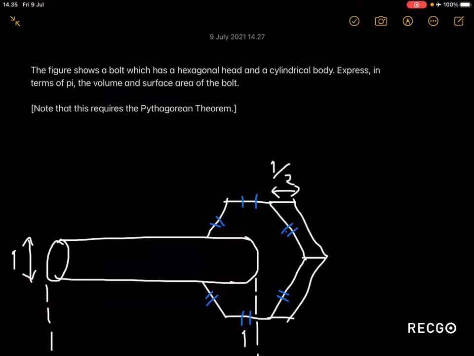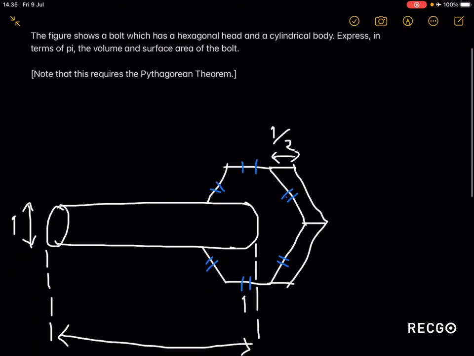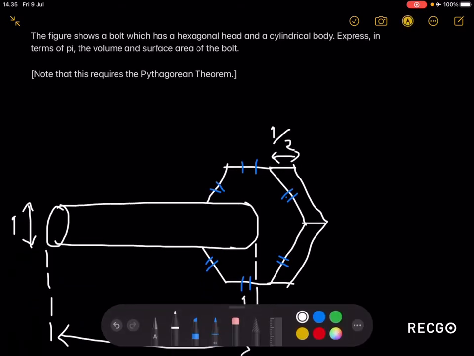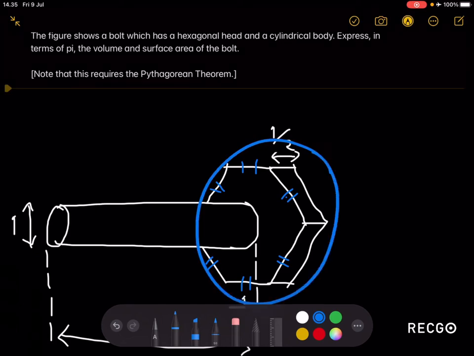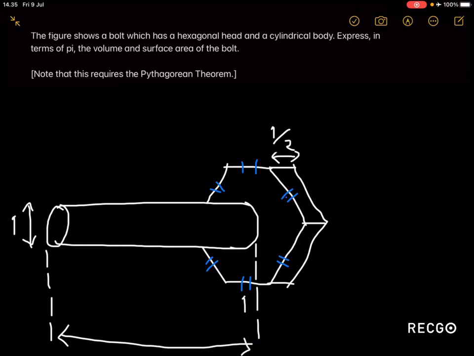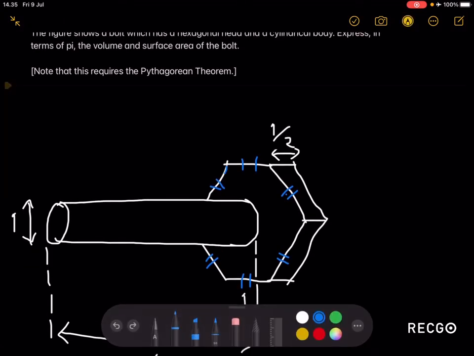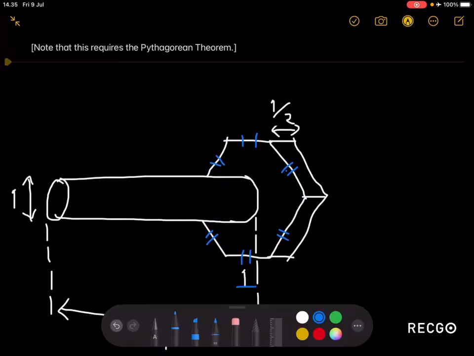Right, so here we're going to look at another example of volume and surface area. Here we see a bolt which has a hexagonal head on this side and a cylindrical body right here. As you can see, the hexagonal head is in the form of a prism with a regular hexagon as its base, with its side length being 1 and the height of the prism being 1/2.